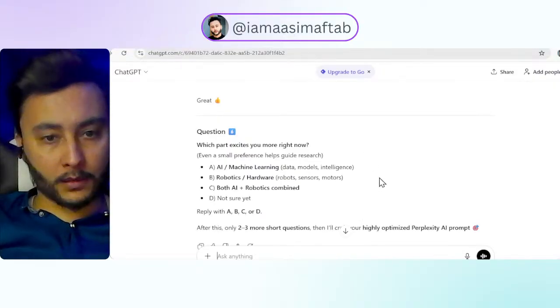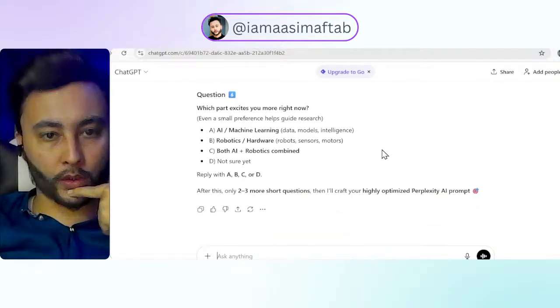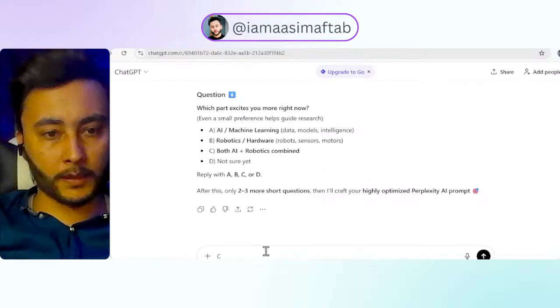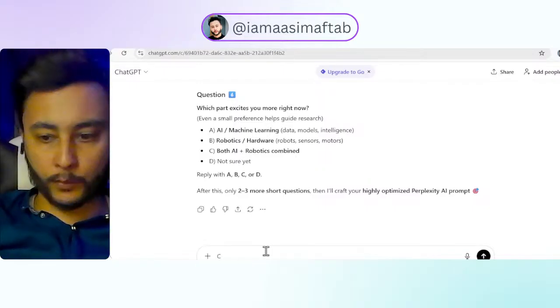Which part excites you more right now? Even a small preference helps guide research. Okay, AI, machine learning, data oriented, robotics, hardware robotics, and both A. I need to select both here because I'm new and I want to learn both.